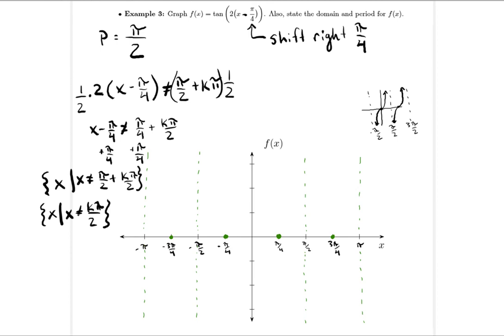All right, so now I can draw these in here, and you could go back and test some values out to make sure you're getting where the positive and negative are correctly. But tangent always has this action here where to the right of the 0 it's going up, to the left of the 0 it's going down.